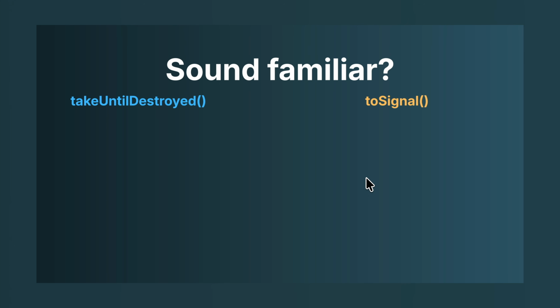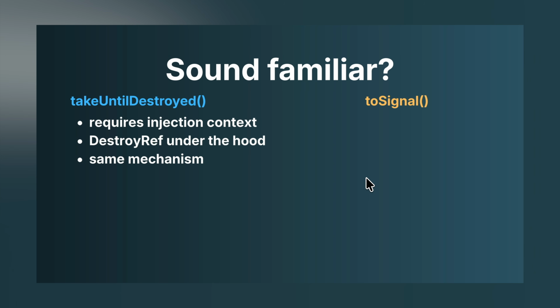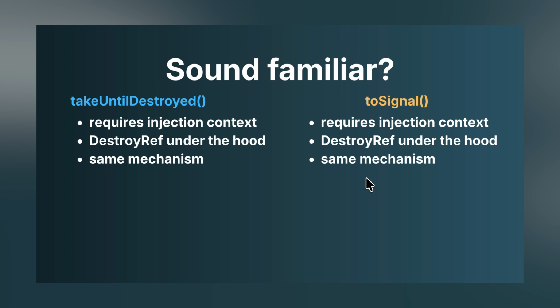One last thing worth mentioning. toSignal uses the exact same cleanup mechanism we saw in the takeUntilDestroyed episode. It grabs DestroyRef from the injection context and unsubscribes when the component is destroyed. That's why you must call toSignal inside an injection context: a constructor, a field initializer, or a function called during construction. Same rule as inject.